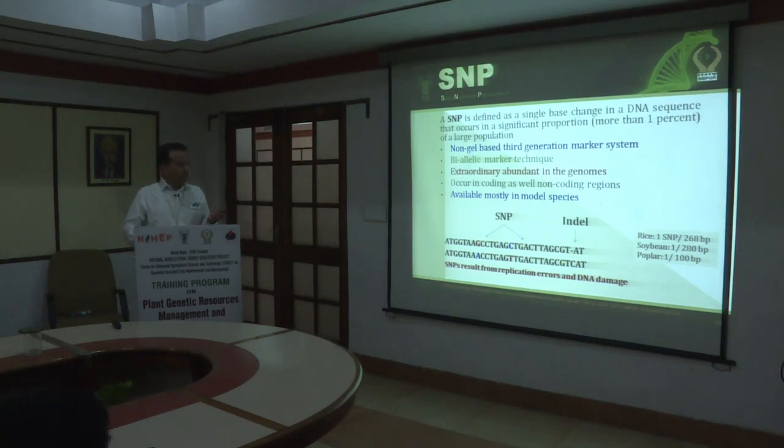So, you can produce a large number of markers, a large number of SNPs, and there is a lot of discussion going on about whether they are useful for fingerprinting per se, but I am not of the opinion at the moment that these are useful for fingerprinting. There are many reasons for that. Many people are advocating that these can be used.